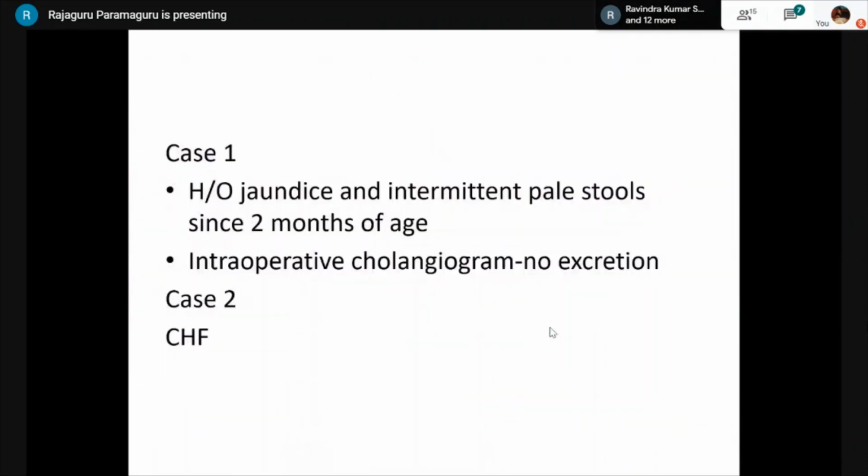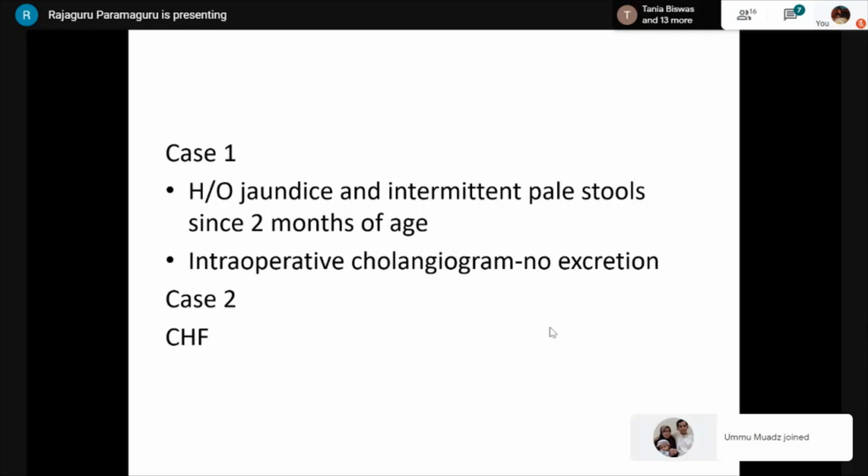The first case presented with a history of jaundice with intermittent pale stools since the age of 2 months, and the intraoperative cholangiogram showed no excretion. I wanted to show that apart from sepsis, which I had shown you in the table on how to approach cholestasis, you will have ductal cholestasis in two conditions.